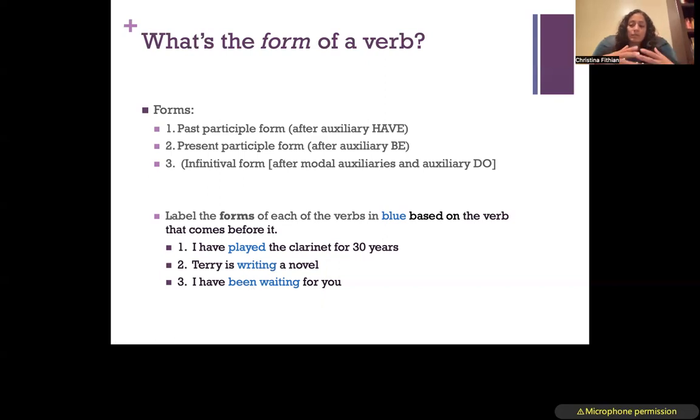So we're going to be doing a lot of this in class and also on your quizzes. I'm going to ask you what's the aspect of things and what's the form. And we need to know the difference. So if you see a question like, what's the form of a verb? We're looking at participles, okay? Your answer should be some kind of participle.